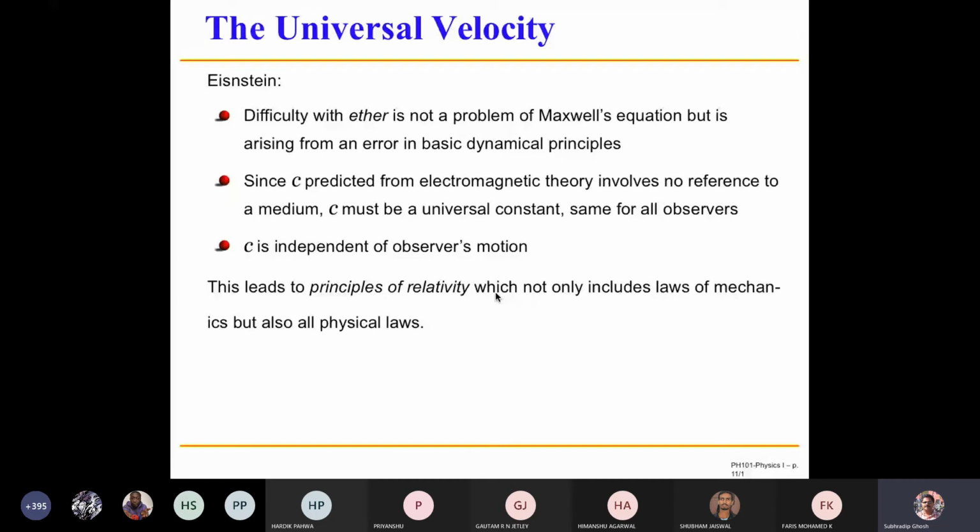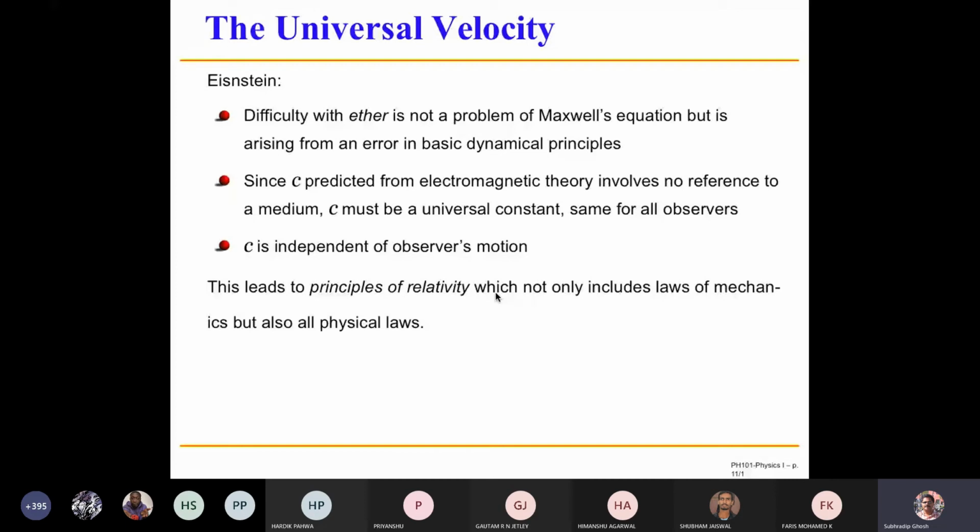Einstein gave this proposition. He told that the difficulty with ether is not a problem of Maxwell's equations, but it is arising from an error in basic dynamical principles, our basic understanding. Go back to the basics. So he said that c is predicted from electromagnetic theory and it involves no reference to a medium. It must be a universal constant, the same for all observers. So c is independent of the observer's motion.